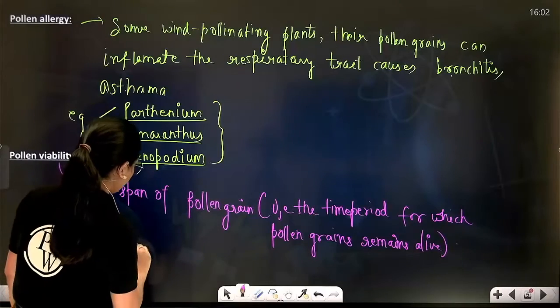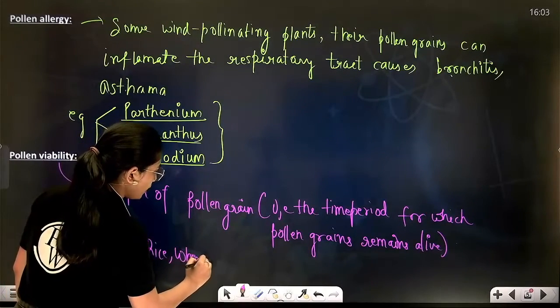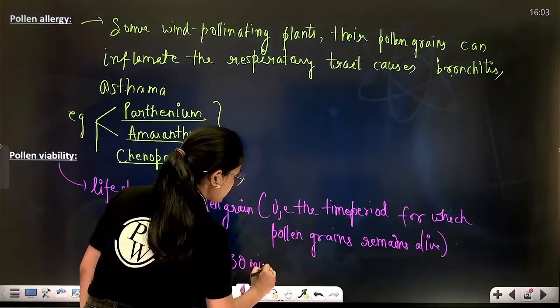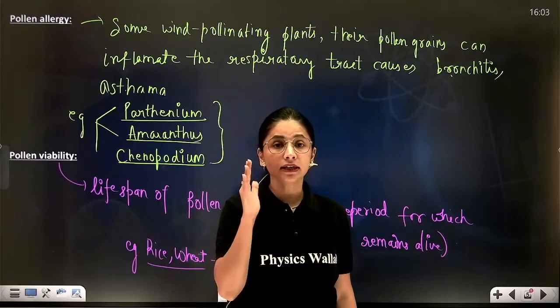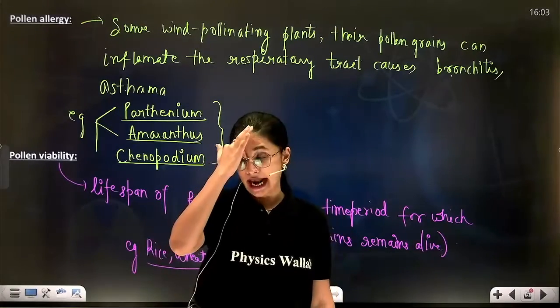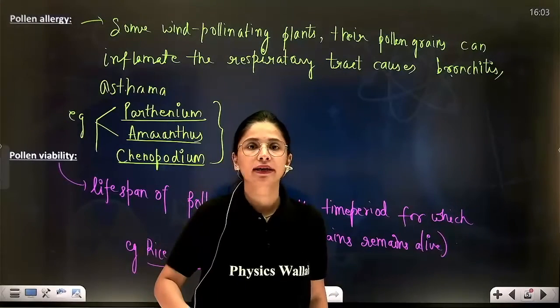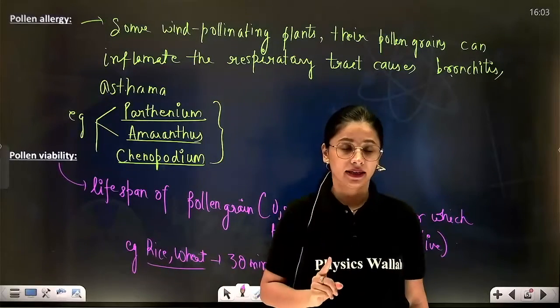For example, for rice and wheat, their pollen grains are only viable for 30 minutes. That means if pollen grains are shed from the anther and within 30 minutes they do not successfully land on the stigma, then those pollen grains are dead, of no use, you cannot do anything. So their viability, their lifespan, is only 30 minutes.